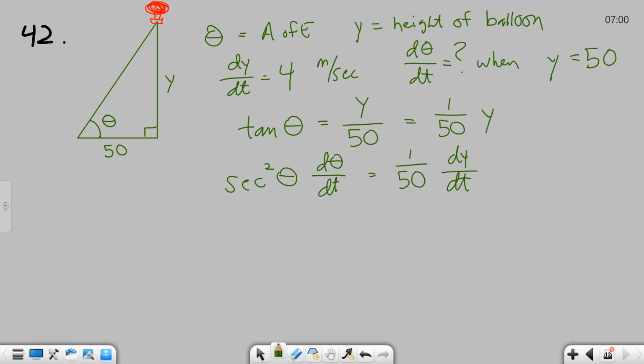Okay, what do we know? Well, we know what dy dt is. We're looking for d theta dt. What I don't know is what is theta. Okay, so I have to do a sidebar here, as we commonly do in these problems. So I want to know what is theta when y is equal to 50.